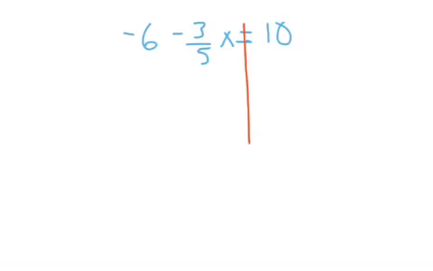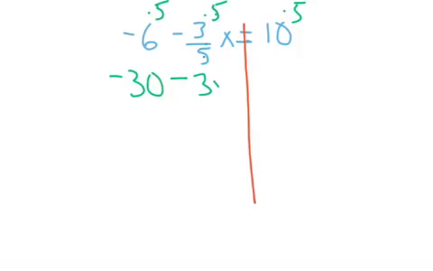Same thing, draw your line down your equal sign. However, this time I see that I have a fraction. You want to get rid of that fraction. So since my denominator, and there's only one, is a 5, you're going to multiply every single term by 5. So negative 6 times 5 is negative 30, minus 3 times 5 is 15, divided by 5 gives me 3x, and then 10 times 5 is 50.